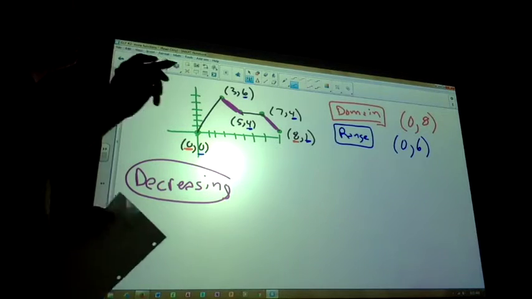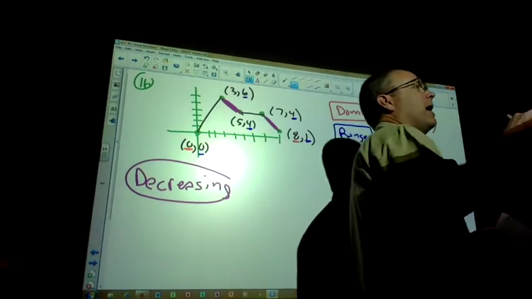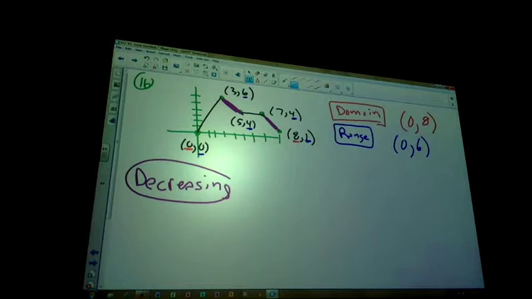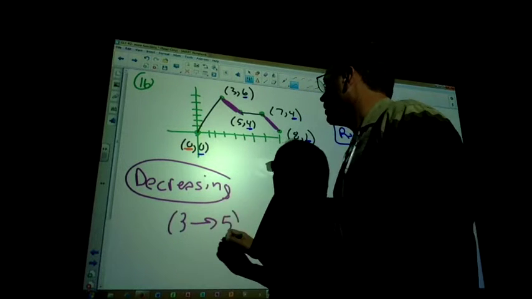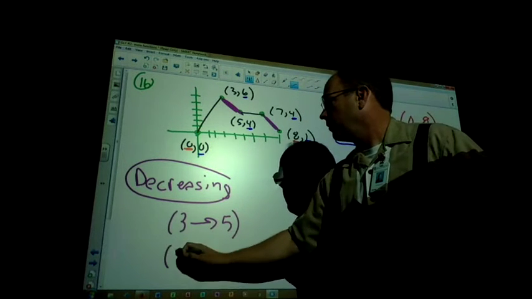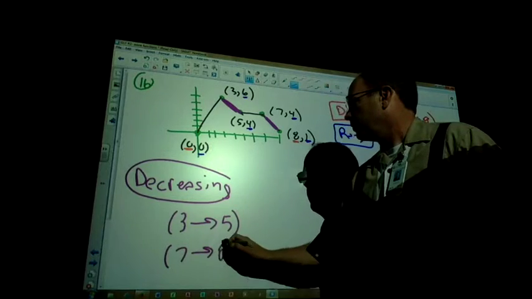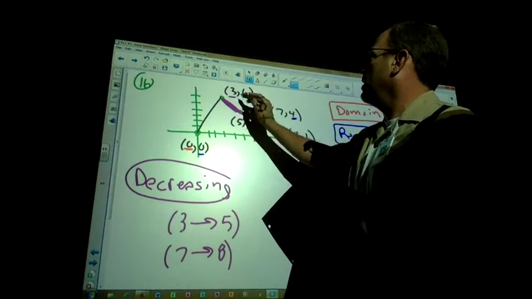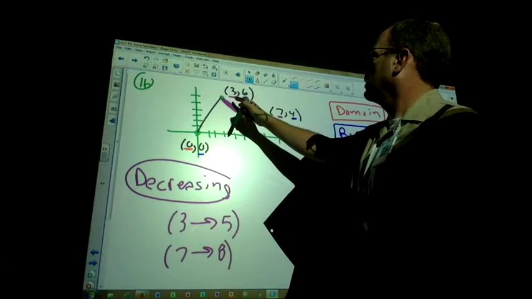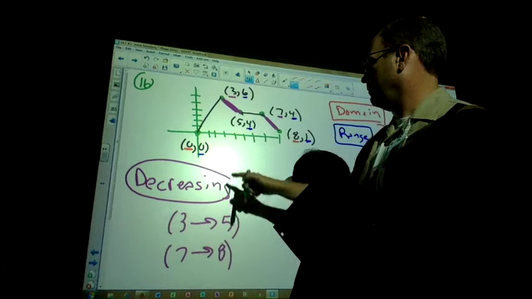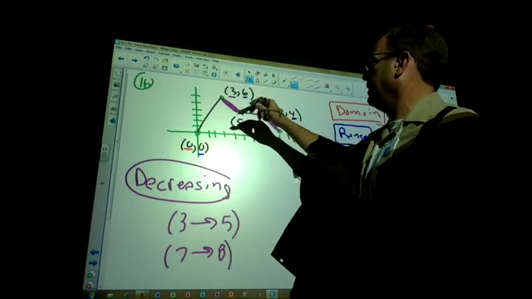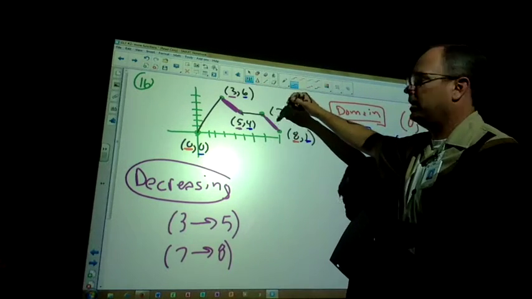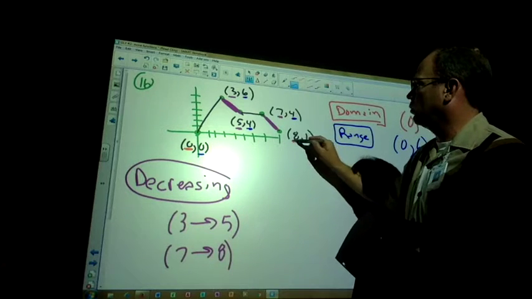So where on the x-axis is it making my graph decrease? 3 to 5 and 7 to 8. Okay? So at 3 to 5, this graph is decreasing. We're looking only at the x. From 7 to 8, this is decreasing as well.